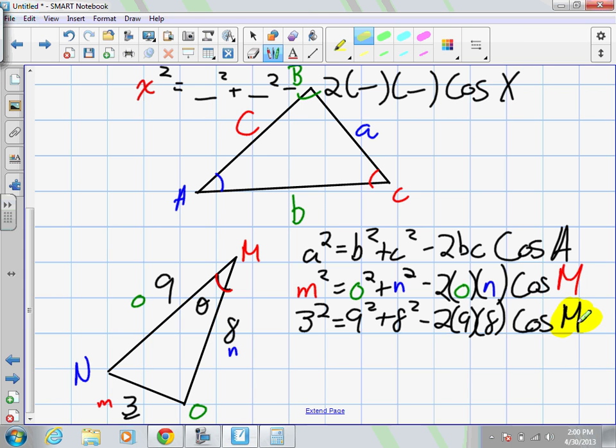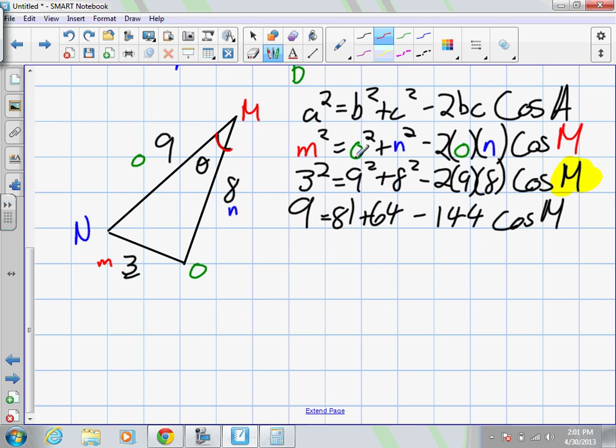This is a little trickier because we have to do some simplifying before we go on. So 3 squared is 9. 9 squared is 81. 8 squared is 64. 9 times 8 is 72 times negative 2 is 144. So negative 144 times cos M.